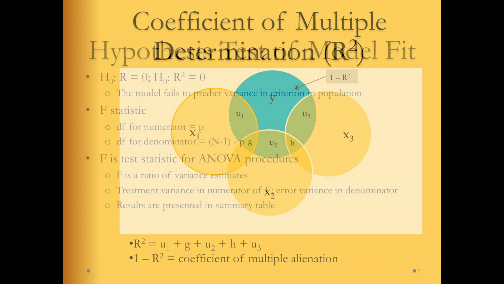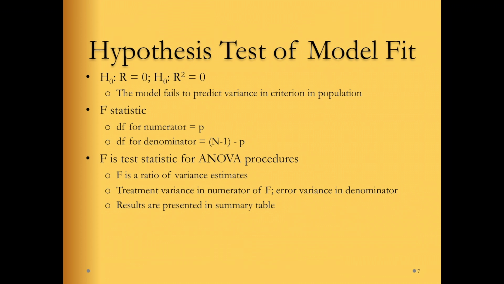The typical research hypothesis involving multiple regression is that the model will predict variance in the criterion. So consequently, the null hypothesis concerning model fit is that the model fails to predict variance in the criterion in the population. This will be tested with an F statistic with degrees of freedom in the numerator equal to the number of predictors in the model, and degrees of freedom in the denominator equal to the sample size minus 1 and then minus the number of predictors.